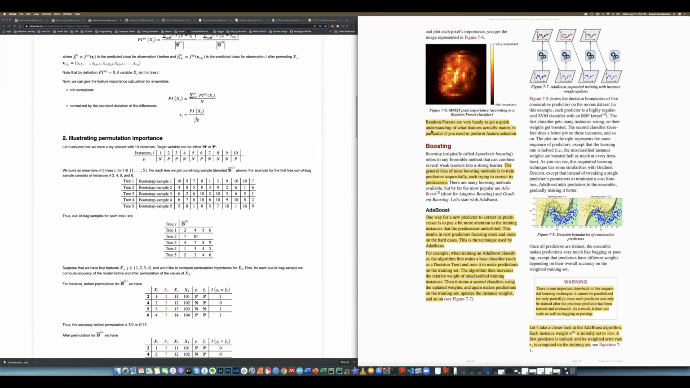Okay. So anyway, this is what I started this section with, saying that random forests are very handy to get an idea of what features might actually matter. I preface might because without a clear understanding of the data, you can't really guarantee that this is always true.